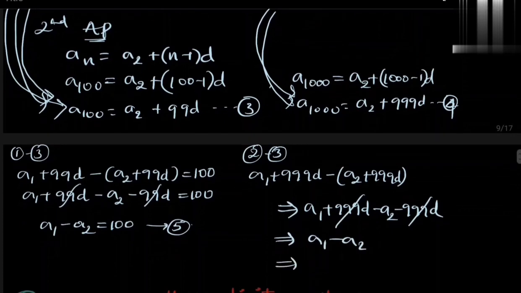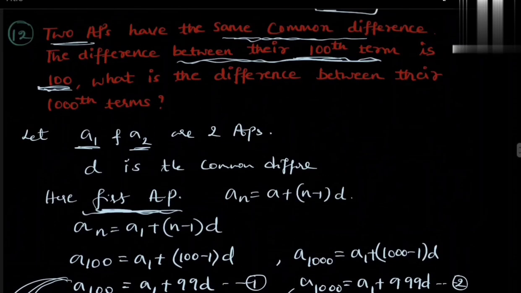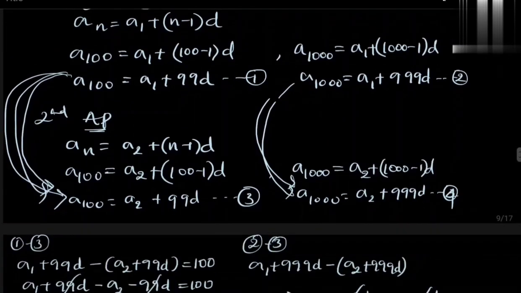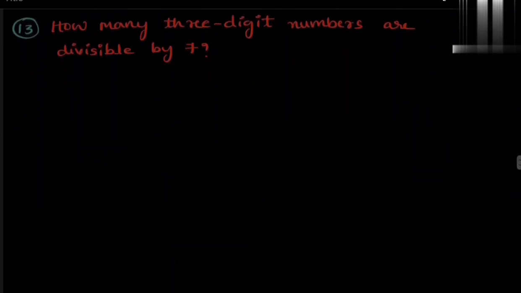From equation 5, we can write A1 minus A2 as 100. So this is the difference of 1000th terms of an AP. This is how we calculate this question. Move on to the next question, that is the 13th one. How many 3-digit numbers are divisible by 7?